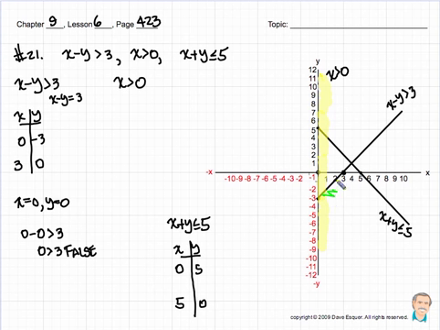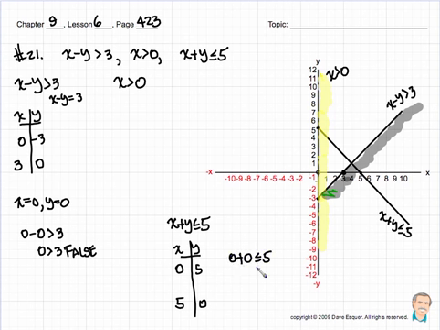We're going to have to shade everything on this side. So keep in mind, we got the yellow stuff going to the right. We've got this stuff going up to the right and underneath the graph. Let's do this last one.